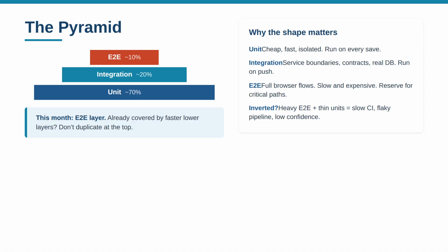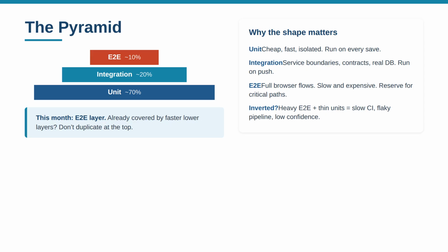In the middle, integration tests. These check service boundaries, API contracts, and interactions with a real database. Run them on every push. They are slower than unit tests, but still much cheaper than browser tests. At the top, end-to-end tests. Full browser flows. Slow and expensive. Reserve them for the critical paths that can only be verified by actually opening a browser, navigating through the application, and asserting on what the user sees. This month we are building the top layer.